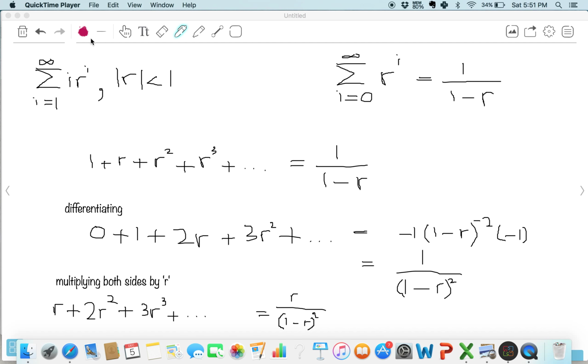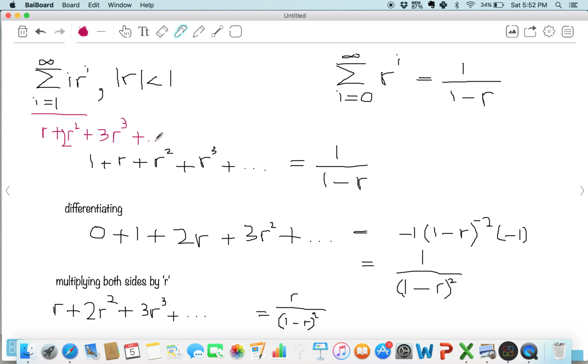So today we are going to see how we can simplify a summation like this. If we expand this summation, we will get r plus r squared times 2 plus r cubed times 3 and so on. This summation often comes up in physics problems, some probability problems, and some calculus problems as well.